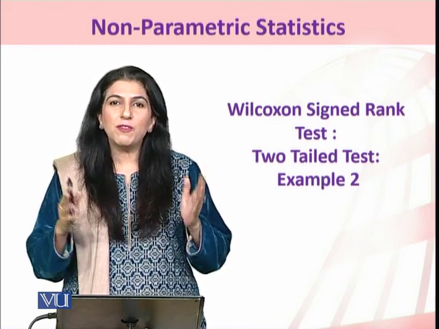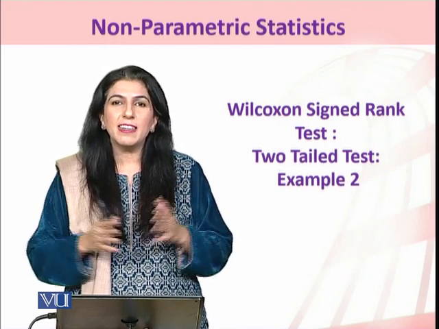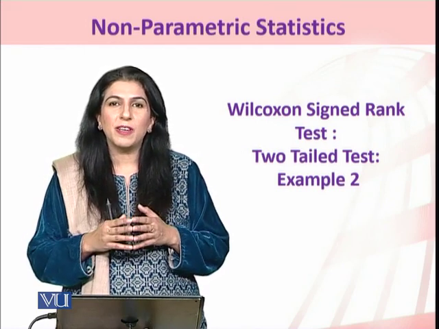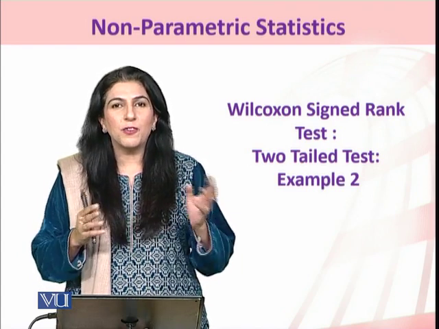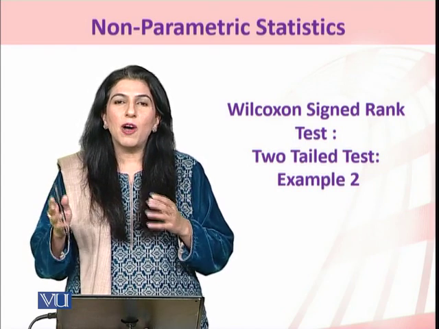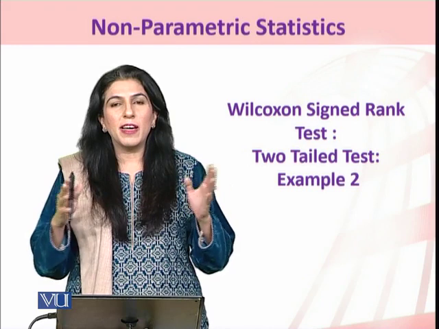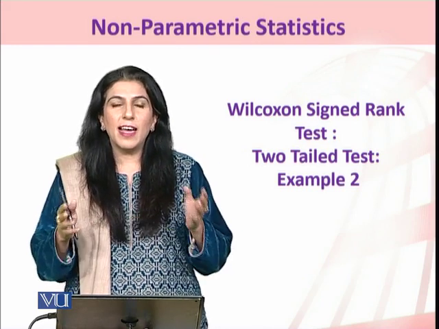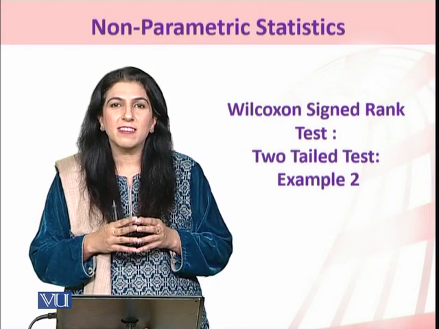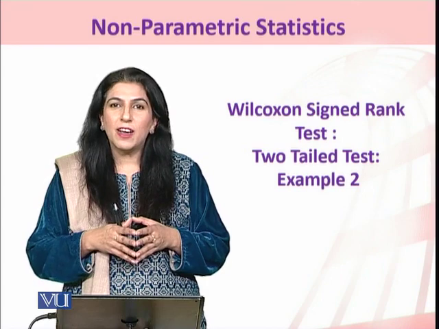Whenever we talk about the alternative not equal to 0, we are talking about a two-tailed test. Under H0, the median difference is equal to 0, so we are assuming that the median of the first sample is equal to the median of the second sample. In the Wilcoxon Signed Rank Test, we don't take into account the normality of the differences.